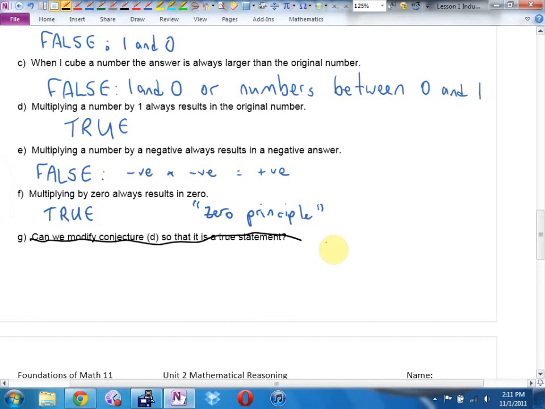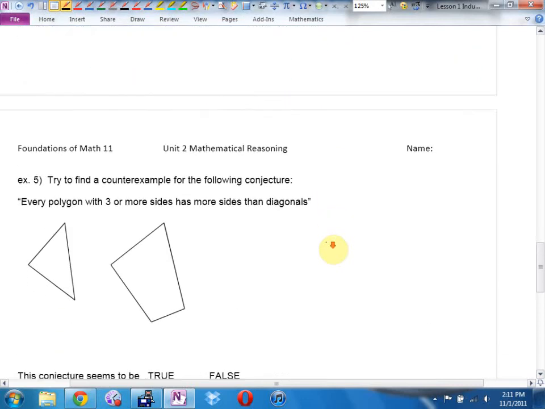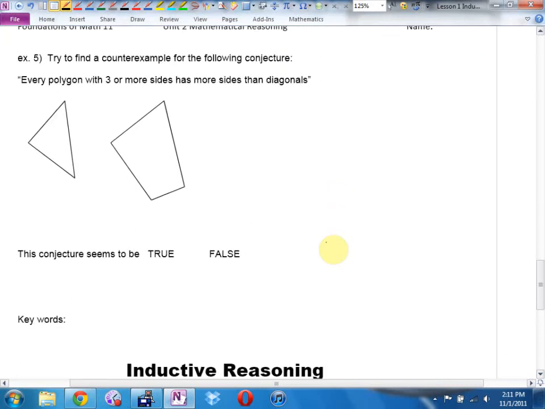Example 5. It says, try to find a counterexample for the following conjecture. Every polygon, which is a fancy word for a closed shape with straight line sides, not a circle, with three or more sides has more sides than diagonals.